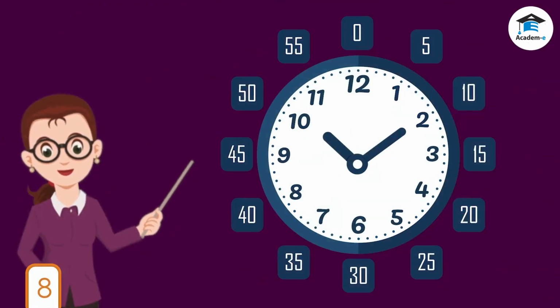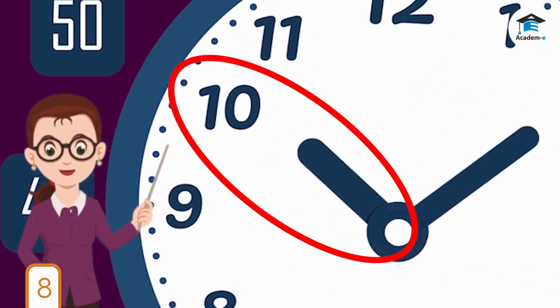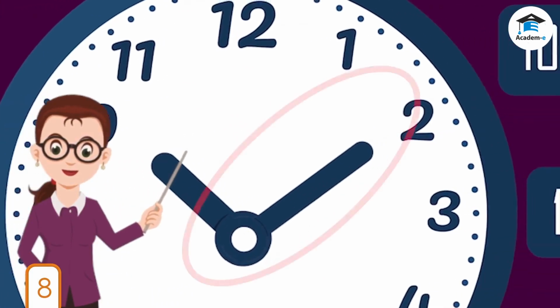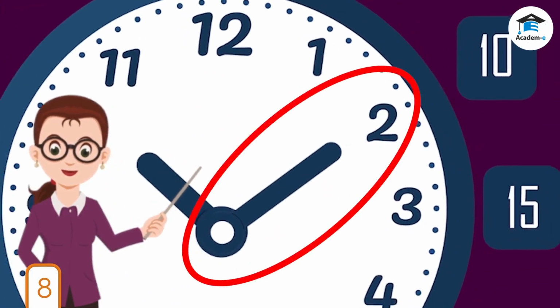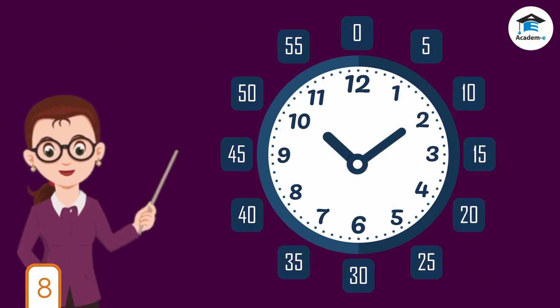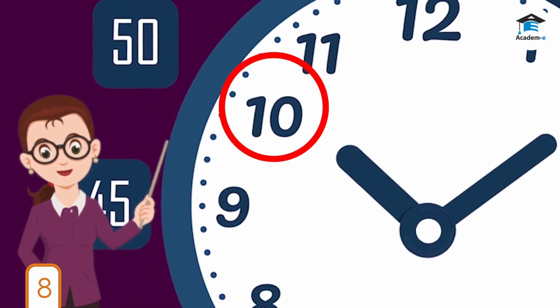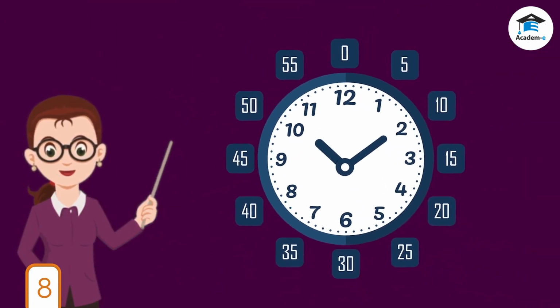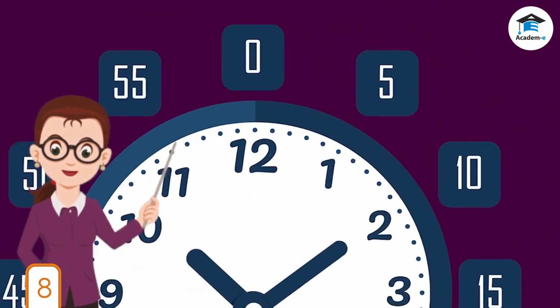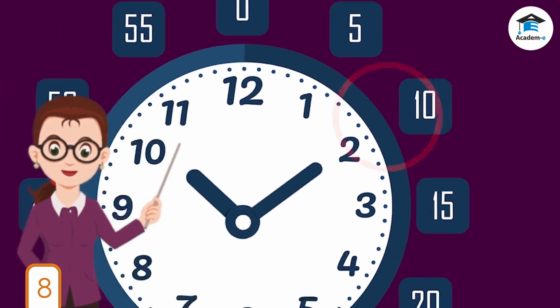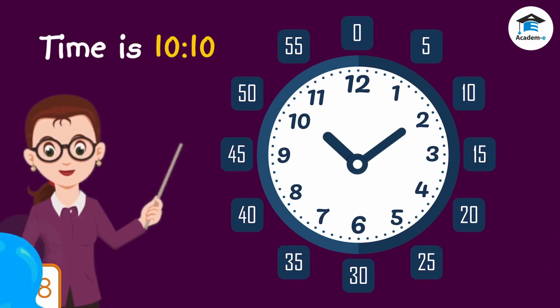Let's have another example. The short hand is pointing to number 10, while the long hand is pointing to number 2. What time is it now? That means the hour is 10. Then, we skip count by 5 to find the minutes until we reach 2. 5, 10. So the time is 10:10.